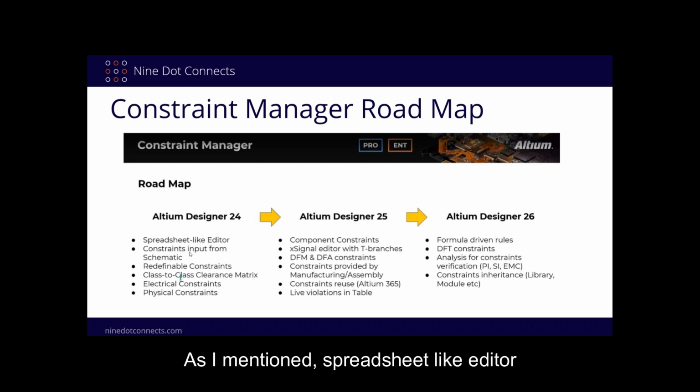As I mentioned, spreadsheet-like editor, constraints inputs from Schematic, which is one of the major benefits to it. Redefinable constraints, you can change these things within the Constraint Manager rather easily. I'll show that as we go along in the demonstration. Class-to-class matrix, clearance matrix. So you can not only set up clearances for your individual, let's say, nets or net classes, but you can also set them up based on different classes. So if you say I've got class A versus class B, then these are the clearance rules that I want to apply to it, okay?